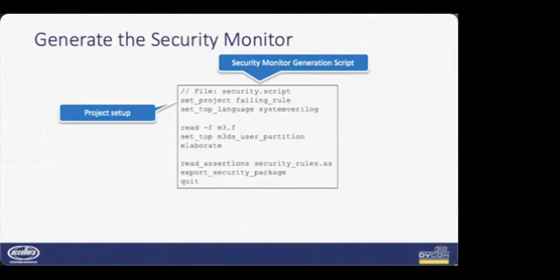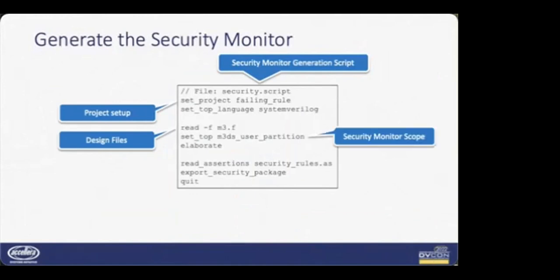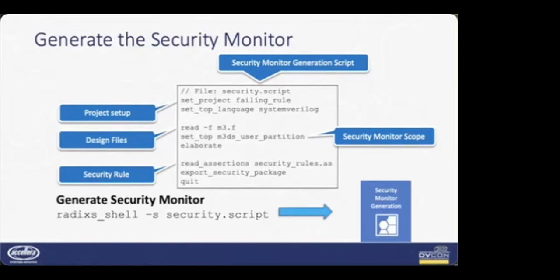We set up the project and give it a name. Then we read in the design files. Next, we set up the security monitor scope, and this tells the tool where to track the information flow in the design. Finally, we read in the security rules from the properties file, and we give the script to the Radix shell utility, which proceeds to create the security monitor.